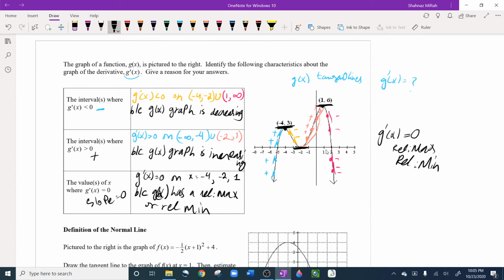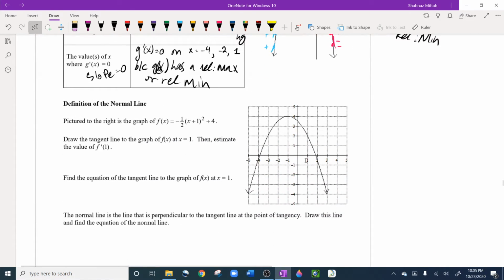Okay, definition of the normal line. Let's do that one. This one says, pictured to the right is the graph of this. Draw the tangent line to the graph at x equals 1. This is 1, that's a tangent line. Then estimate the value of f prime of 1. So I have to draw a tangent line before I answer everything.